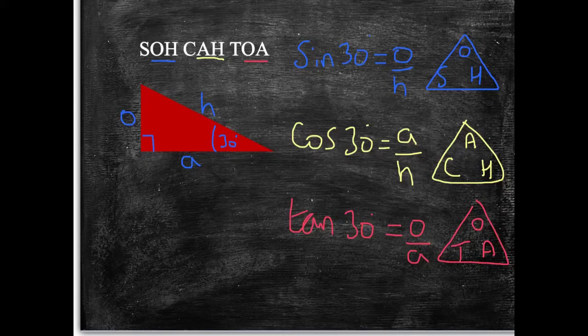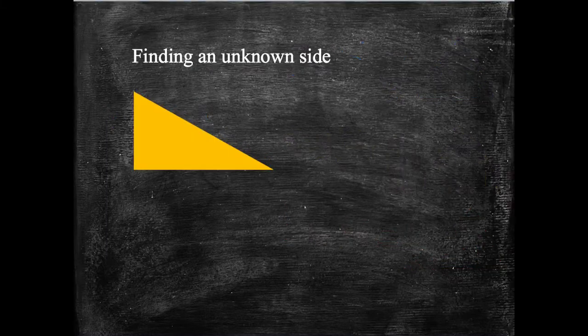This is where our Sohcahtoa comes from. It's just a mnemonic to try and help you remember which order and which trig ratio we're going to use given some information. So depending on what we've been given, we're either going to use sine, cos or tan over that angle. Okay, let's do an example and see.